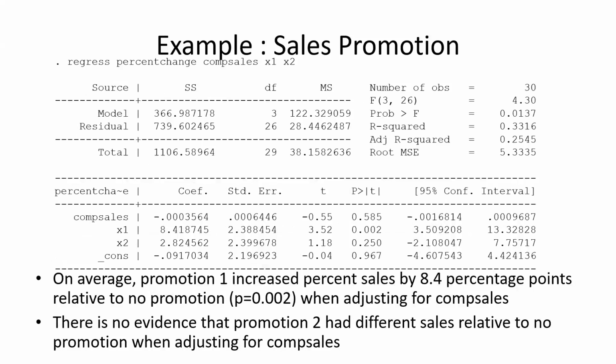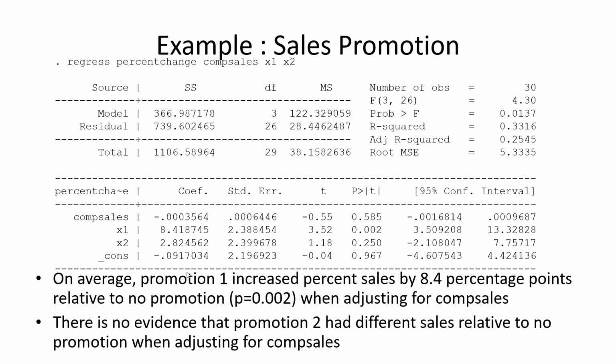In the example that we saw in the last lecture, we regressed the percent change in sales volume on comp sales and indicators of whether or not one of two promotions was applied. And we found that on average, promotion 1 increases percent sales by 8.4% relative to no promotion, and it's significant at this value when adjusting for the other X variables in the model. And for X2, for the second promotion, we found that there's no evidence that the promotion had different sales relative to no promotion, because it's not significant, right?